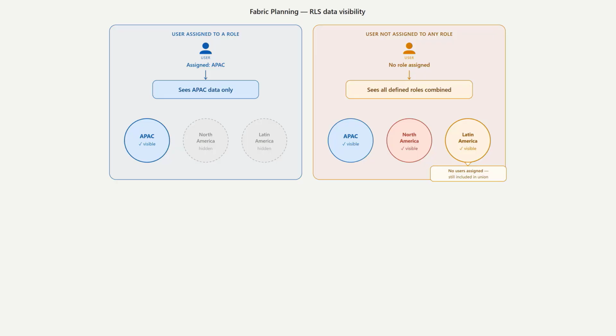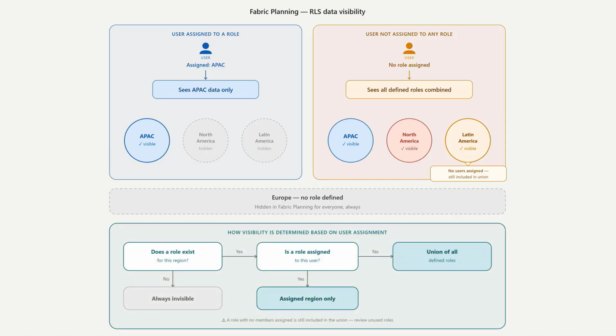Even a role with no assigned users is included in the combined view. Latin America has none, but its data is still visible to unassigned users. Europe has no role defined, so it's completely hidden in Fabric planning for everyone. This flowchart shows how visibility is determined in Fabric planning based on user assignment.